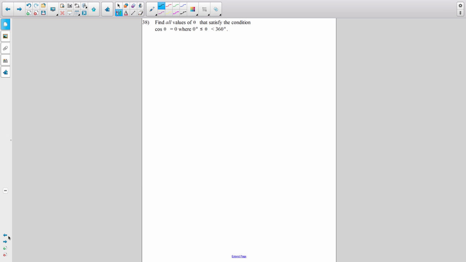Okay, 38. Find all values of theta that satisfy the condition cosine equals 0, where theta is larger or equal to 0 and theta is less than 360. Okay. Those sound like special quadrantal angles, don't they? I mean, after all, where is cosine 0? It's on one of these axes. So let me just label those 4 that we know.